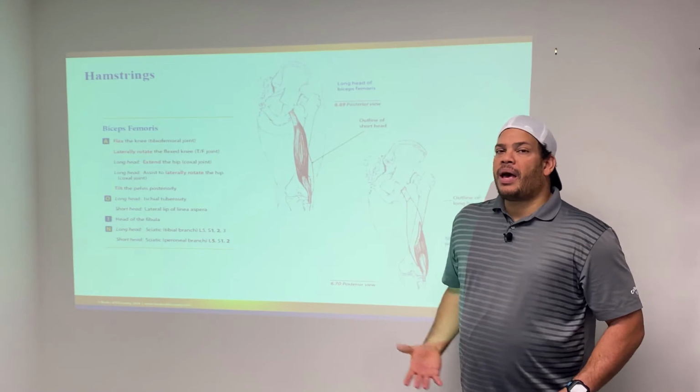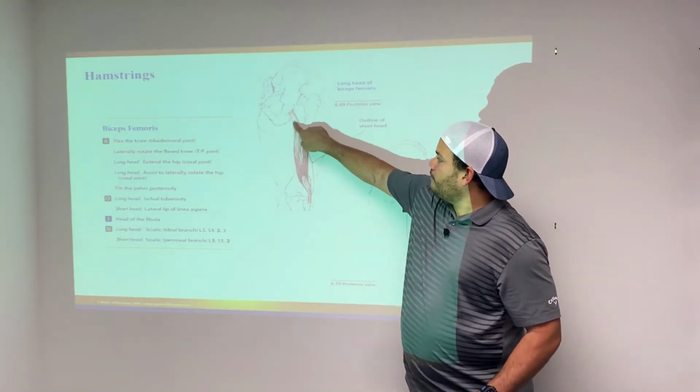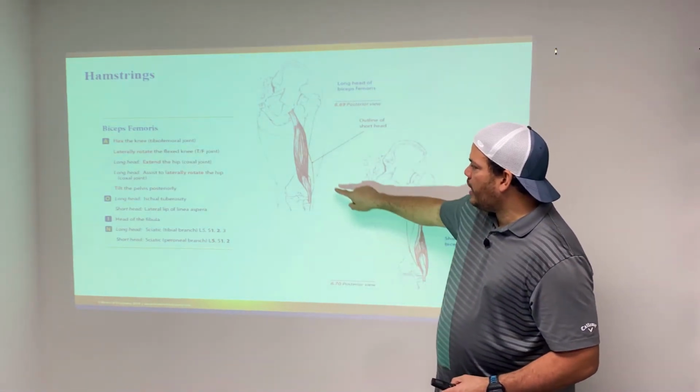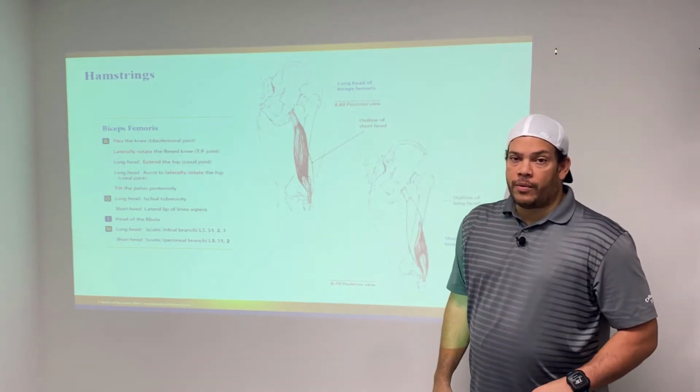As the name implies, biceps, the muscle has two different heads. You have a long head that attaches to the ischial tuberosity, and then you have a short head that attaches to the linea aspera of the femur.